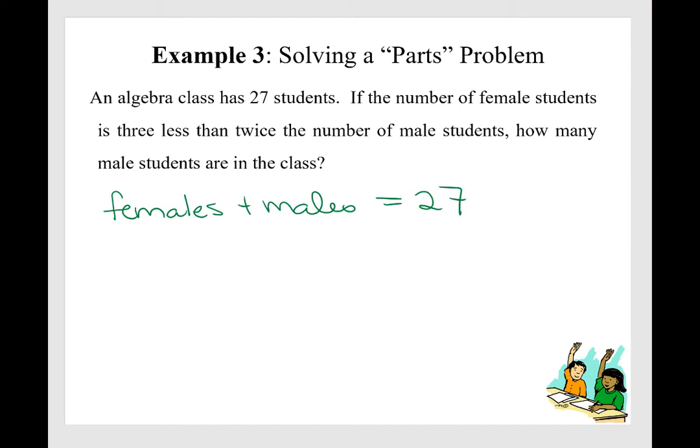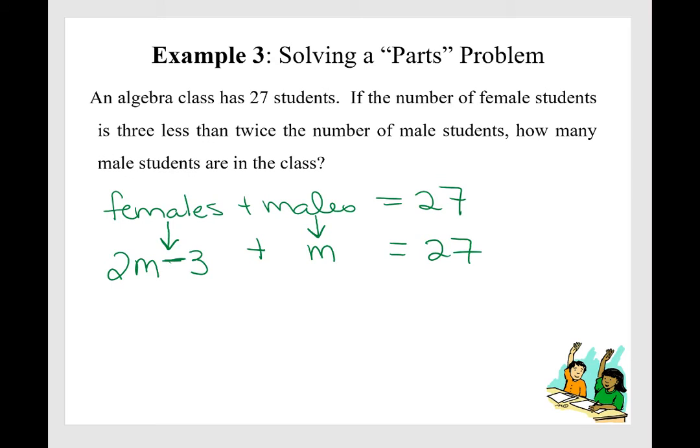All right, then it's going to give me some information about the males or the females. So it says the number of female students is, okay, so they're talking to me about females. It is 3 less, so I'm subtracting 3 from something, then twice the number of male students. So twice, and let's use M for males, plus the number of males, equals 27. So there is the equation I'm looking for. 2m minus 3 plus m equals 27.